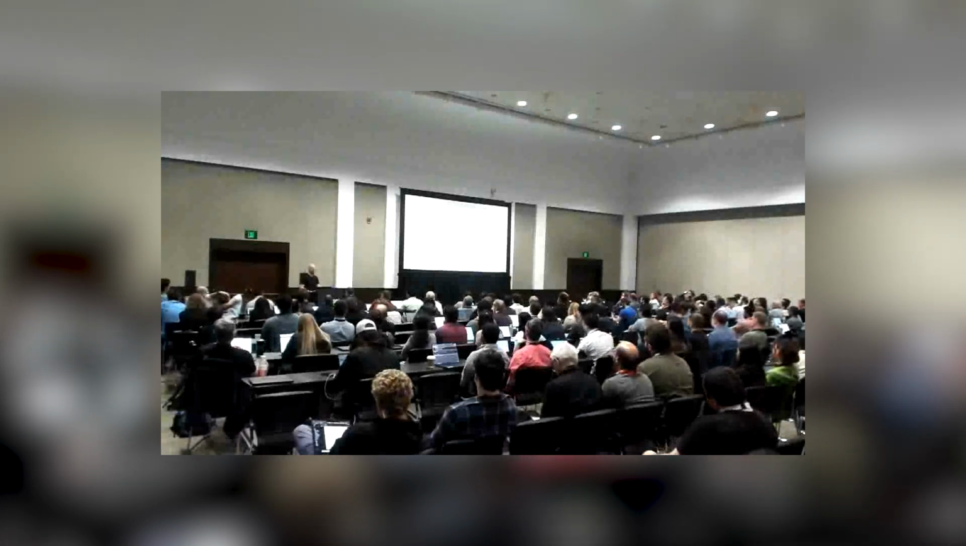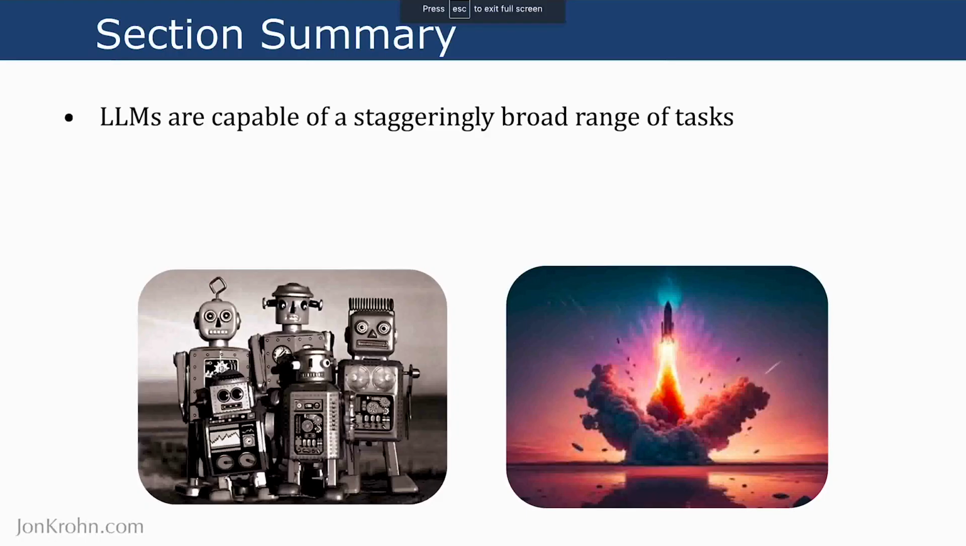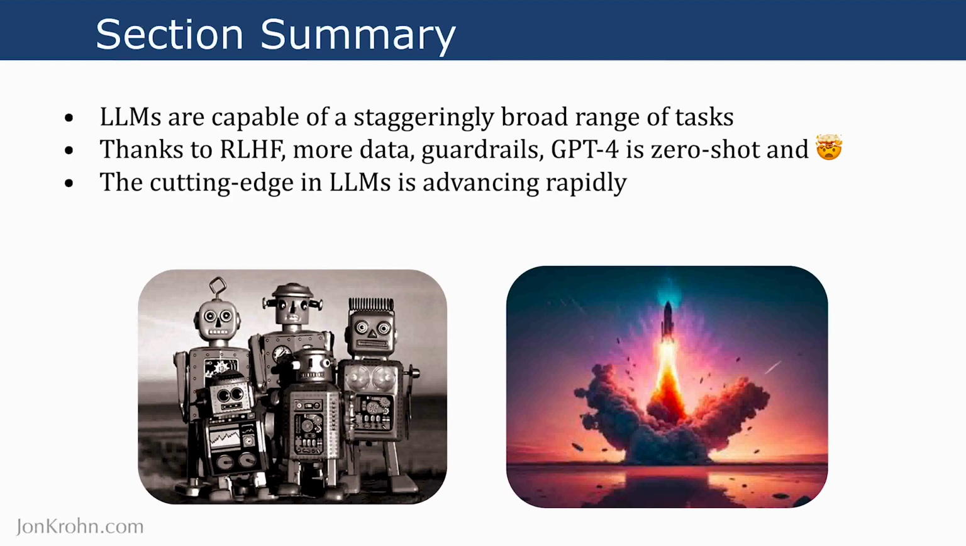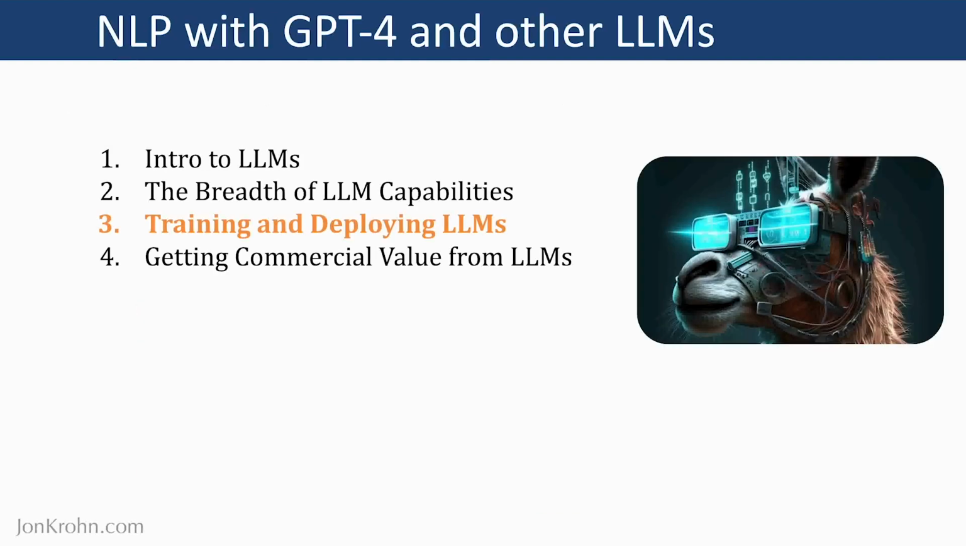So we're now through the second of 4 sections. We've learned that LLMs are capable of a staggeringly broad range of tasks, that thanks to reinforcement learning from human feedback, more data, and guardrails, GPT-4 is zero-shot and mind-blowing. The cutting edge in LLMs is advancing rapidly. The playgrounds and APIs are extremely easy to use. Okay, so I've introduced large language models. We've gone over the breadth of LLM capabilities.